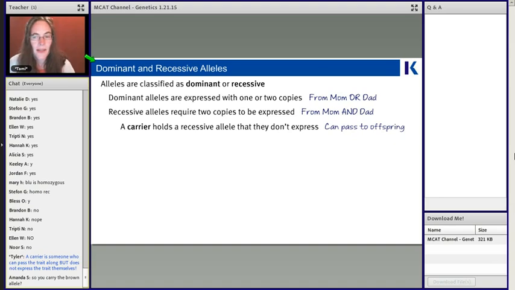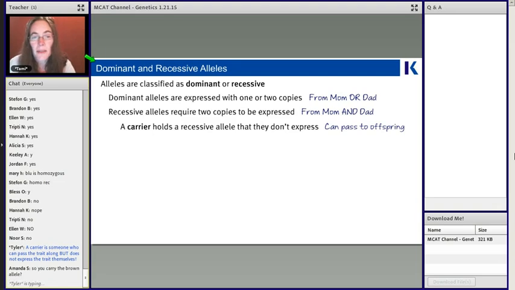I can always carry it but pass it on. I cannot carry a brown-eyed allele, but if I had a brother who was brown-eyed, he could carry the blue-eyed allele. Okay, you can only be a carrier if you have the dominant phenotype and a single recessive allele.